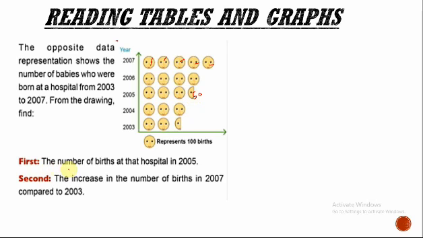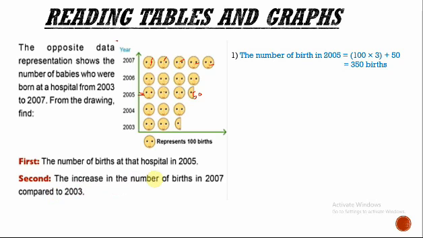First, he's asking about the number of births at the hospital in 2005. Where's 2005? Here it is. How many full faces do we have? 3 full faces and 1 half face. 100, 200, 300, or 100 times 3 plus 50, 350 births.